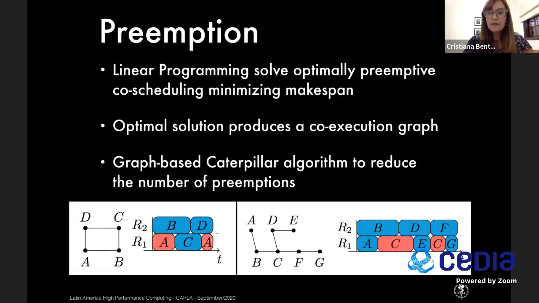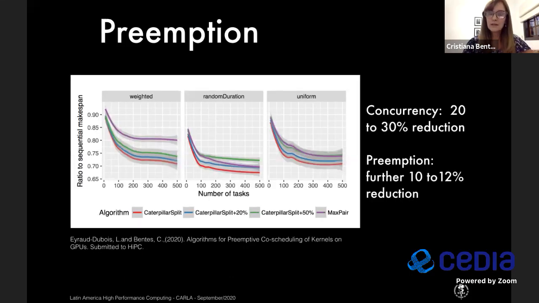In this topic, we also have research in which we proposed a linear programming algorithm to provide the optimal preemptive co-scheduling solution to minimize the makespan. However, this solution didn't provide the minimum number of preemptions. It just says you can preempt everywhere to provide the minimum makespan. But as we know, preempting at instruction level is very expensive on the GPU. So what we did was to provide another algorithm that we called Caterpillar, which tries to reduce the number of preemptions in the optimal solution provided by the linear program. I don't have time to explain the algorithm. Let's go to the results. We have good results.